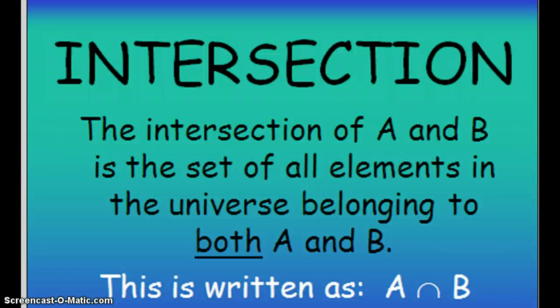Kind of going to the opposite of that is the intersection. The intersection of A and B is the set of all elements in the universe belonging to both A and B. So the key word here is both, or and. Okay? It's only the elements that are in A and B, or both sets, at the same time. And here's how this would be written. Set A intersects set B. Okay, so it's with that symbol. Okay, it's basically the union symbol upside down.